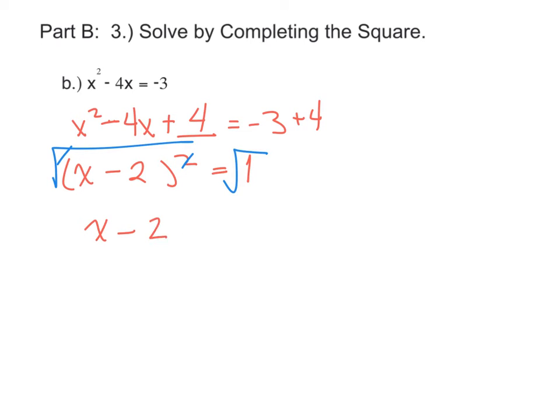X minus 2 is equal to positive or negative 1. Add 2 to both sides, so my solution is going to be 2 plus or minus 1. So x is either 2 plus 1 or 2 minus 1.